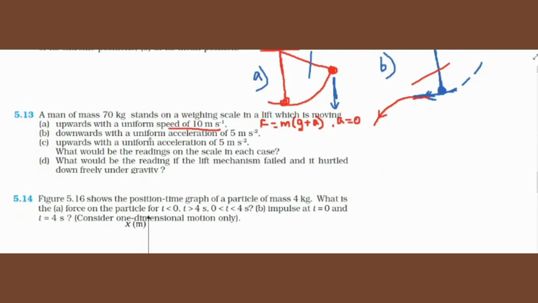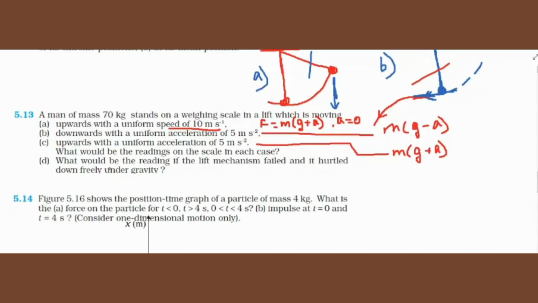Now downward with uniform acceleration, 5 m/s². So the downward formula is m into g minus a, where a is equal to 5 m/s². Then upward with uniform acceleration, 5 m/s², the formula is m into g plus a, where a is equal to 5. Then what would be the reading on the scale? That is what we have calculated in each case.